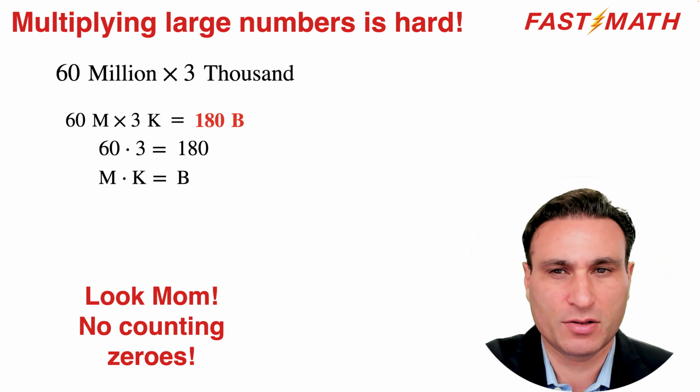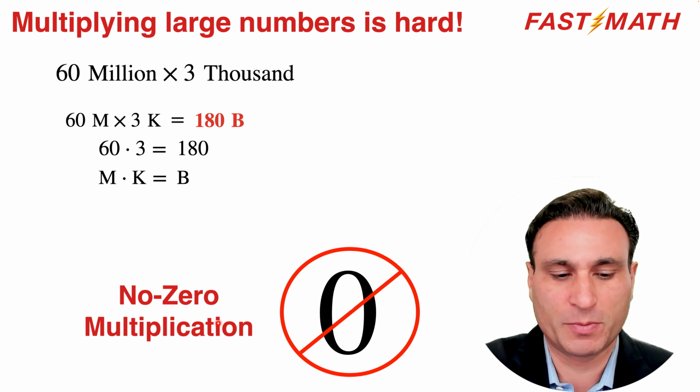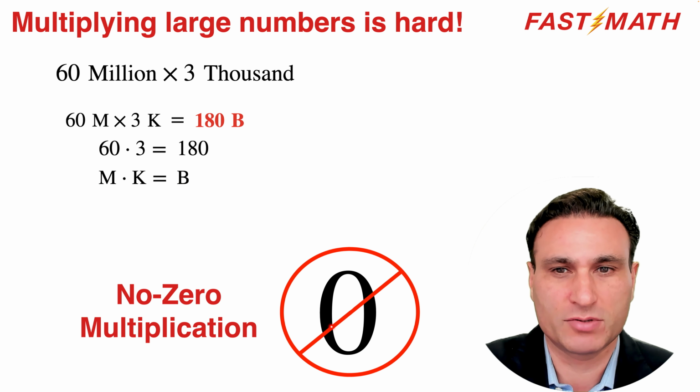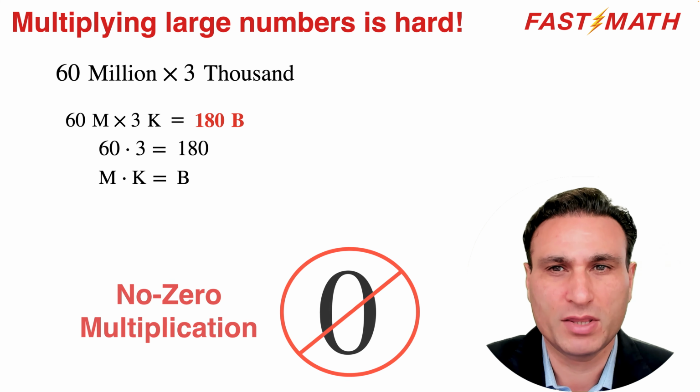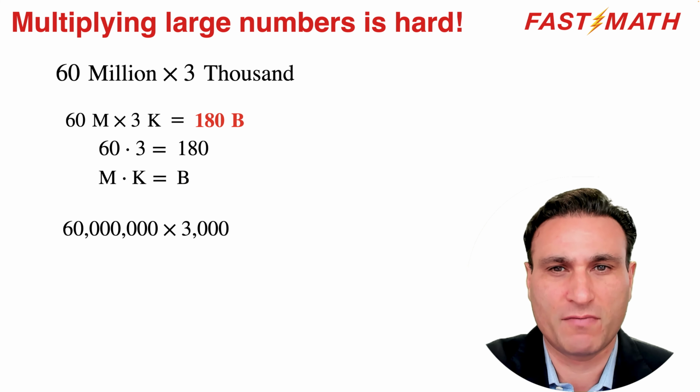And as I like to say, look mom, no counting zeros. This method is called no-zero multiplication because we don't count zeros. We just multiply the numerical portions, 60 times 3 is 180, and the unit abbreviations, million times 1,000 is billion, and combine these results. If you write the calculation with all the zeros, you'd have this.